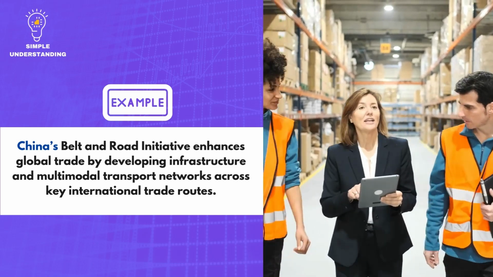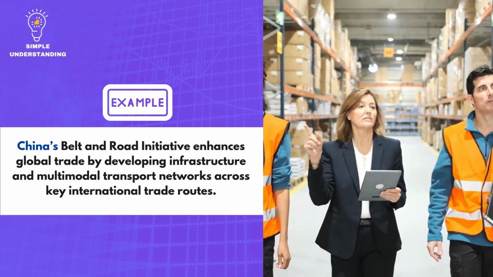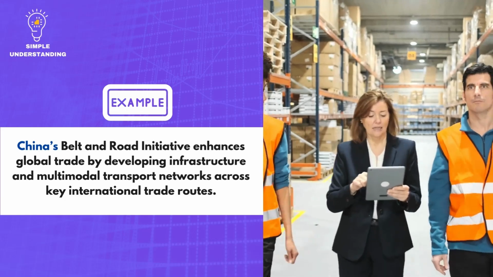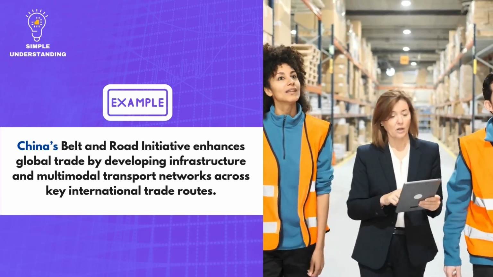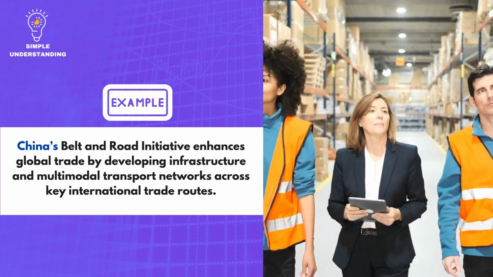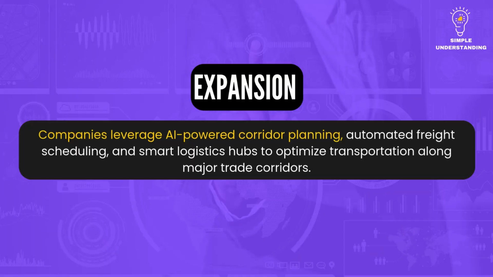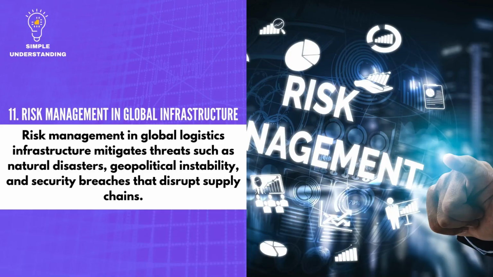Real company example. China's Belt and Road Initiative enhances global trade by developing infrastructure and multimodal transport networks across key international trade routes. Expansion. Companies leverage AI-powered corridor planning, automated freight scheduling, and smart logistics hubs to optimize transportation along major trade corridors. 11. Risk management in global infrastructure.